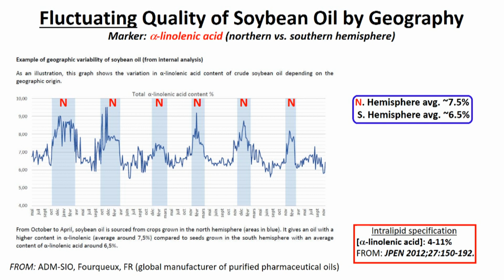This variation appears to determine the product specifications of soybean oil-based lipid emulsions, as shown in the lower right-hand corner of the slide in the red box. Hence, is the variability observed in the concentrations of phytosterol, as well as the alpha-linolenic acid in soybean oil, reflective of differences in other critical quality attributes?